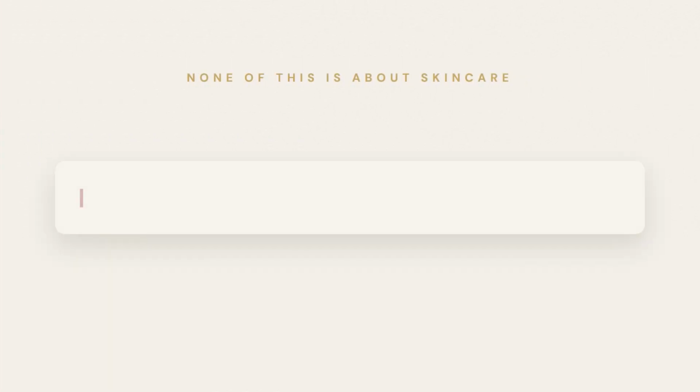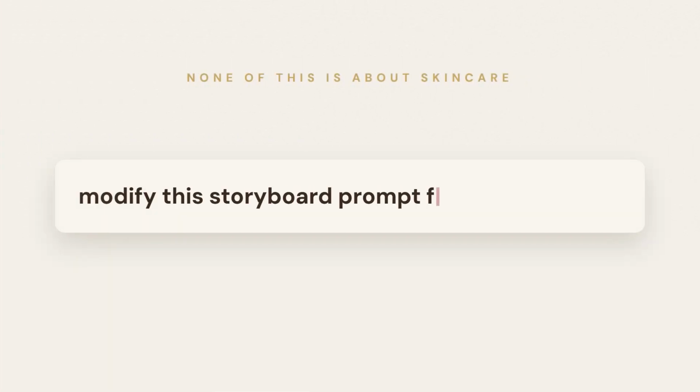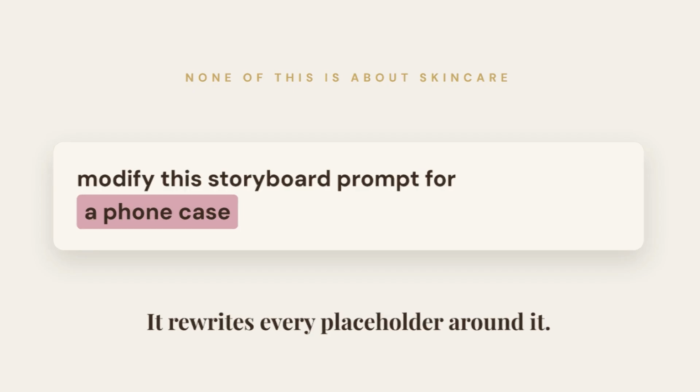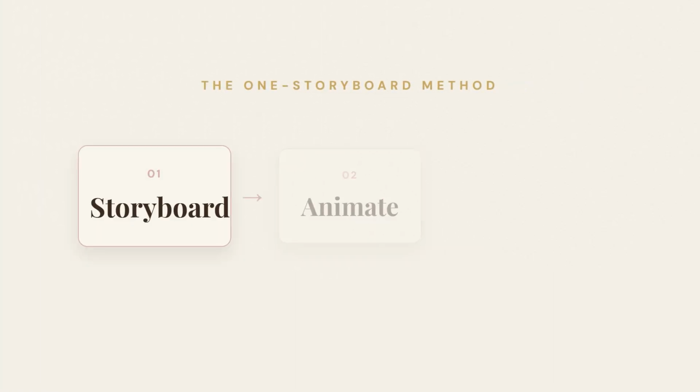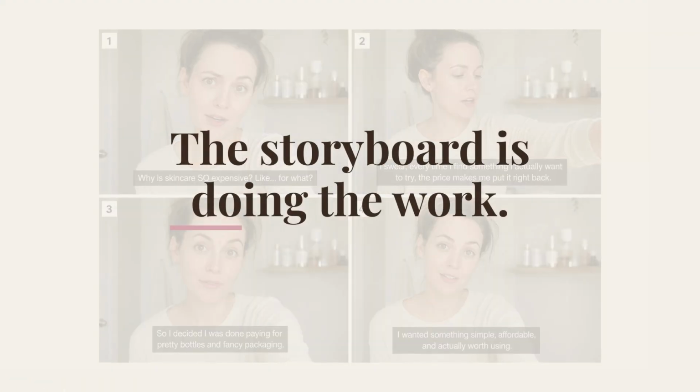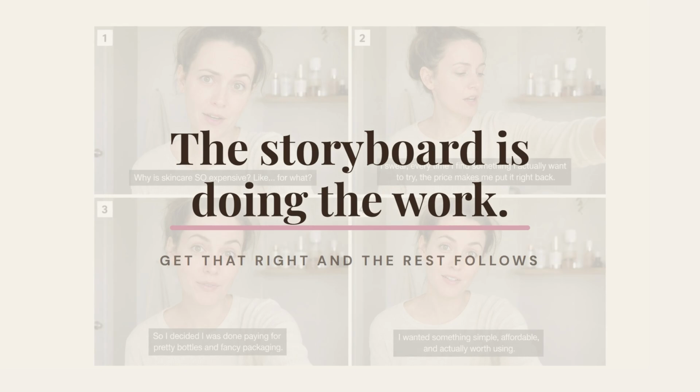Now, none of this is really about skincare. Go back to your ChatGPT chat, paste the master prompt in again, and type modify this storyboard prompt for, and then your product. It rewrites every placeholder around it. Then you run the same 3 steps: storyboard, animate, edit. And that's the full AI ad from one storyboard on free tools. The biggest thing to remember is this: the storyboard is doing the work. Get that right and the rest follows. That's the whole one storyboard method.